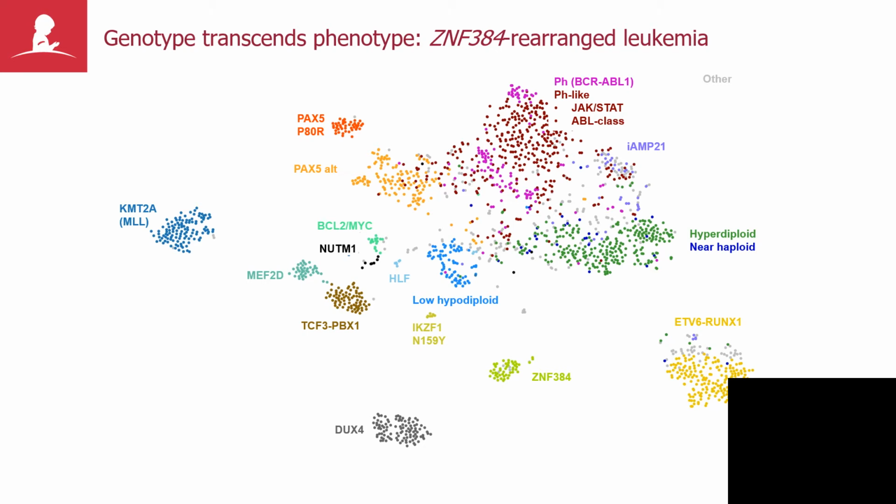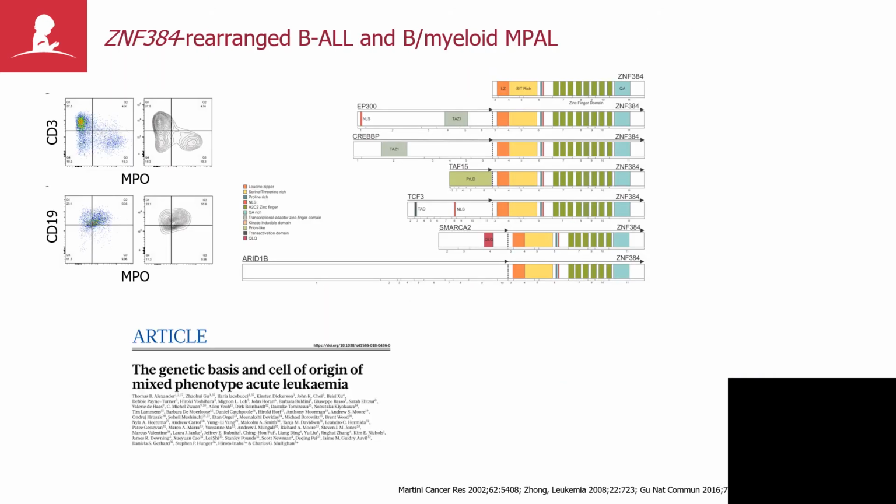I would now like to shift gears a little and give another couple of examples as to how genomics is really revolutionizing our understanding of the classification of ALL. So the example that I'd like to discuss now pertains to ZNF384 rearranged leukemia. I showed this before on the tSNE plot of B-ALL, where we see the subtype of leukemia with a distinct gene expression profile, the majority of cases of which have rearrangement of ZNF384 as shown.